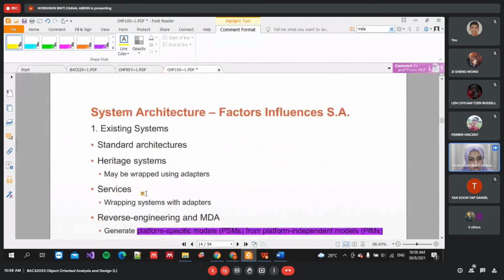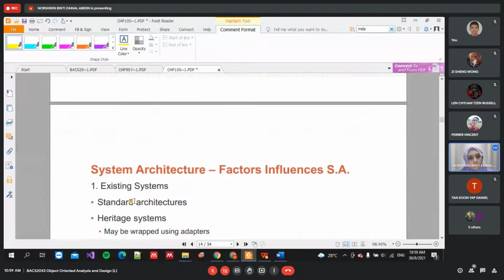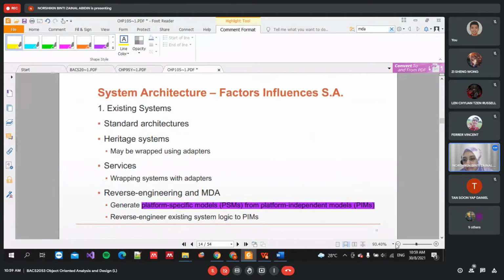Okay, so this one is from the previous slide just now. We will go into each of these. So just now, the existing system, which has a standard architecture. Like I said, what is the difference from the existing or current system that we already have? What is the standard of the architecture? And then the heritage system. This one may be wrapped using an adapter.